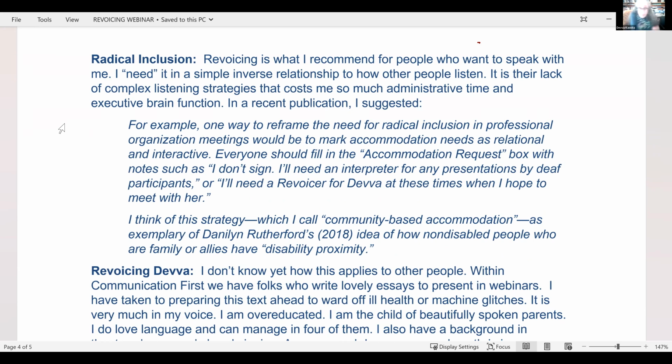Everyone should fill in the accommodation request box with notes such as, "I don't sign, I'll need an interpreter for any presentation by deaf participants," or, "I'll need a revoicer for Devva at these times when I hope to meet with her." I think of this strategy, which I call community-based accommodation, as exemplary of Danilyn Rutherford's 2018 idea of how non-disabled people who are family or allies have disability proximity.